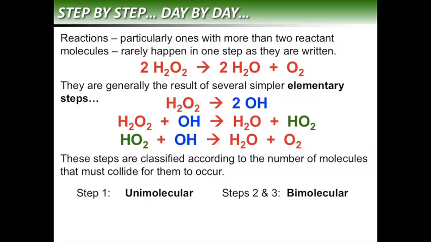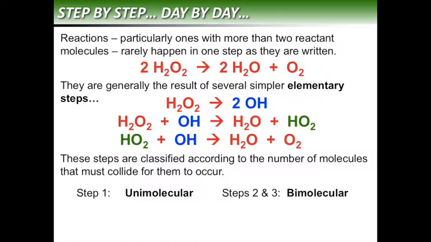Steps 2 and 3, by contrast, are bimolecular. They will depend on the concentrations of both. Their rates, at least, will depend on the concentrations of both species present there. Not just the H2O2, but also the radical. Or down at the bottom, both radicals. They'll both depend on that.